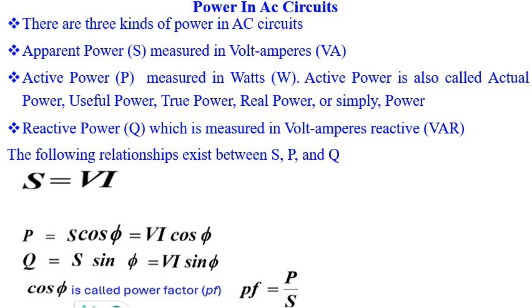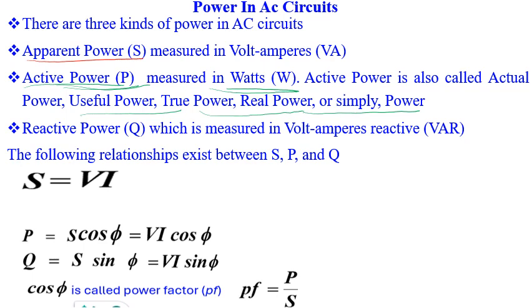Apparent power is represented by S, and it is measured in VA, volt-amperes. So in a question, when you see VA, that is apparent power. Active power is represented as P and is measured in watts. In a question it can be called active power, actual power, useful power, true power, real power, or just simply power. When any of these words are used, just know that is what they are referring to.